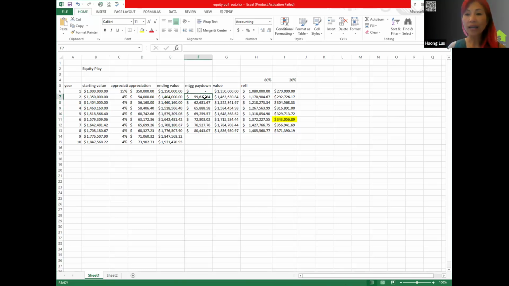And then the mortgage pay down. So the mortgage pay down is a calculation based on what your loan amount is and the interest rates and the duration of your loan. Okay, so in this case, I'm just saying that based on some of the numbers I have, we're at 59,000 for the year, okay, which is really good. And then the 62,000 at the end of the next year and so on.